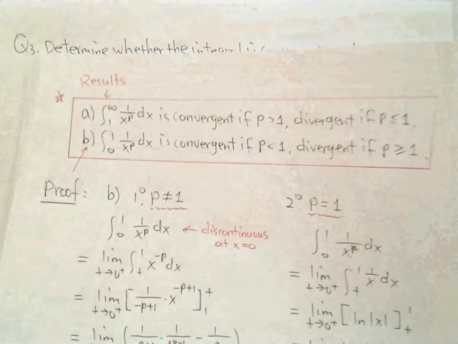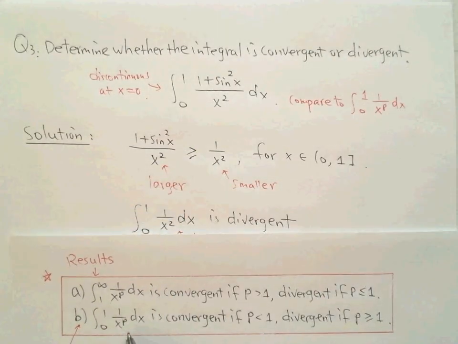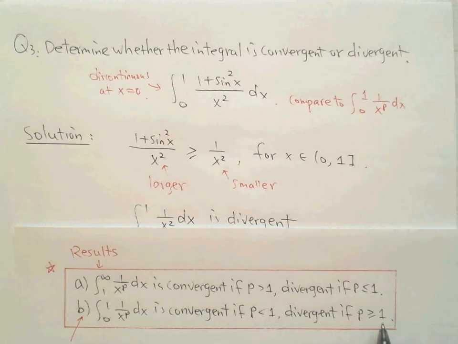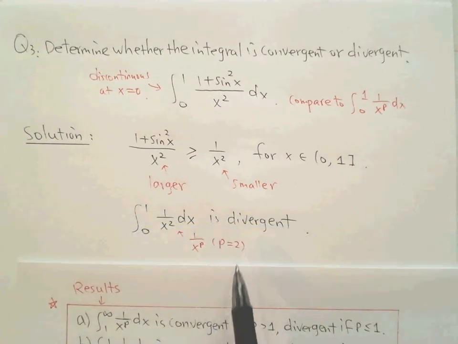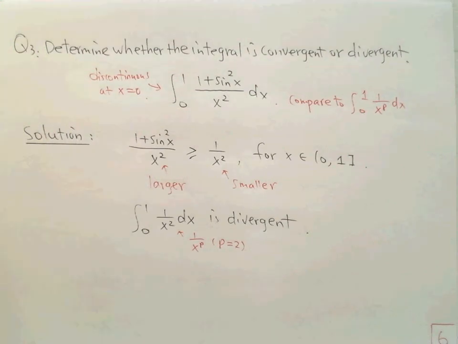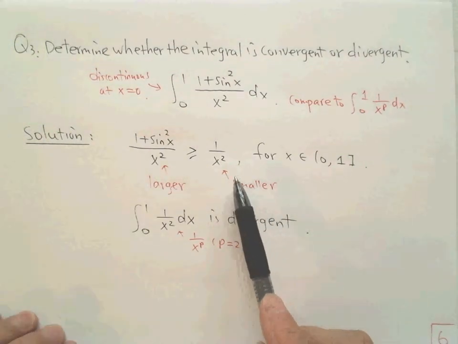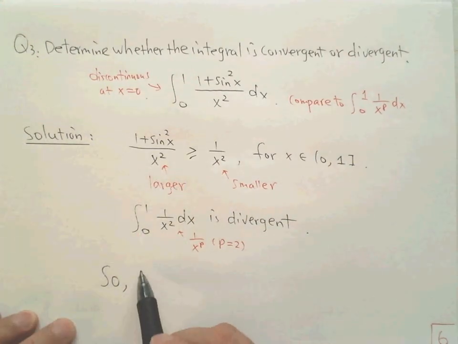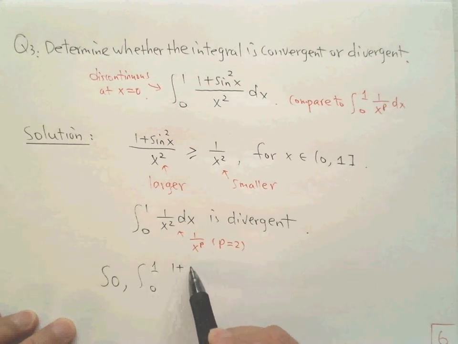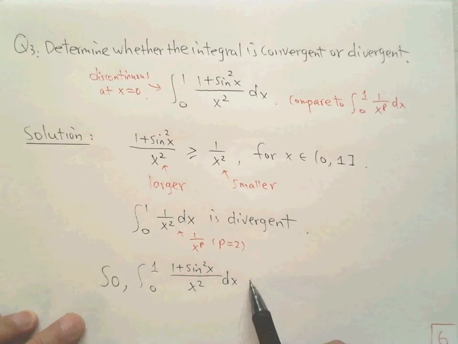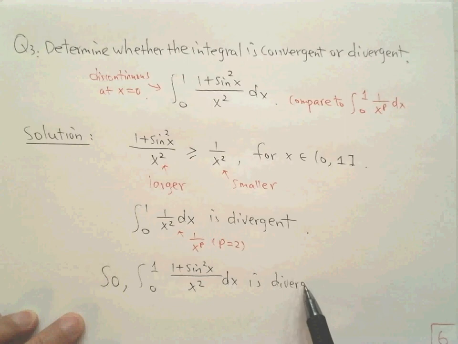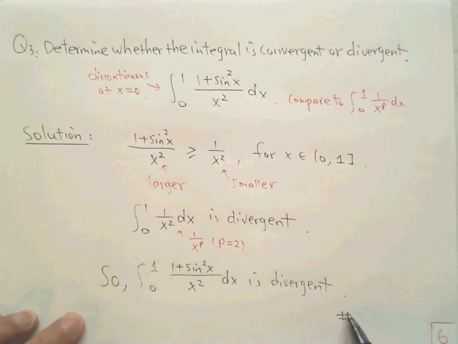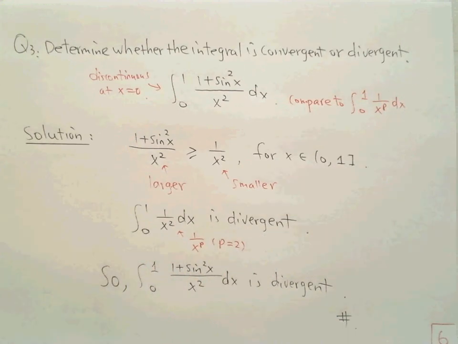I show you one more time. This case is the second: if p is greater than 1, it is divergent. Definitely divergent. And this smaller one is divergent, so the larger one is divergent too, right? So by the comparison theorem, our integral, 1 plus sine square x squared dx, is also divergent. Okay, that's all. Thank you.